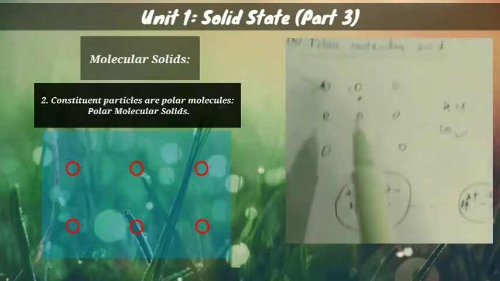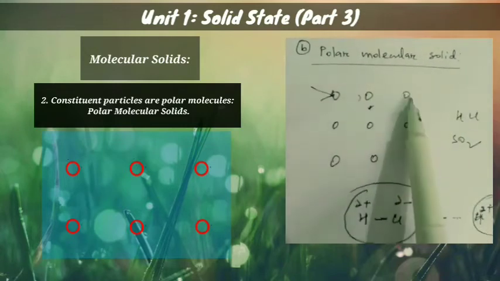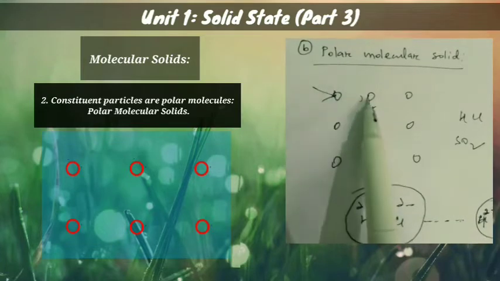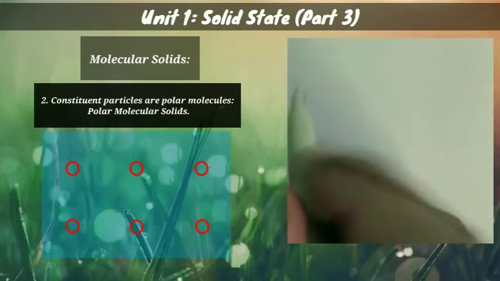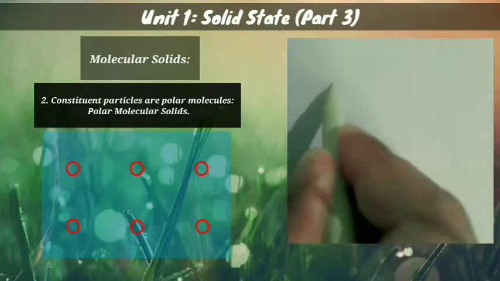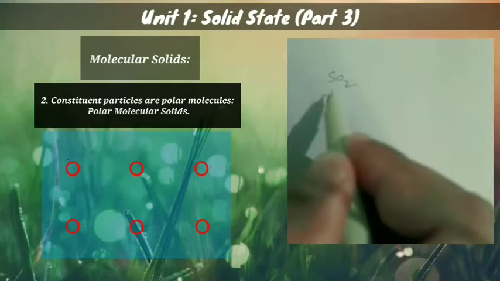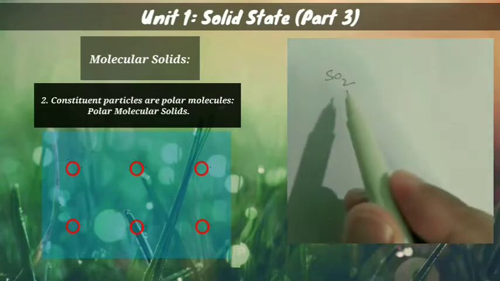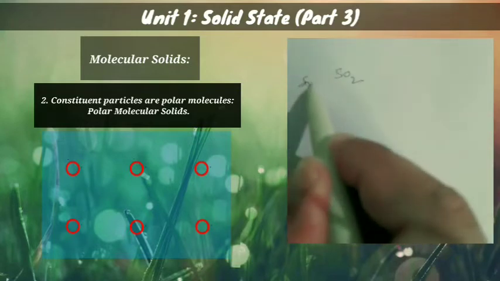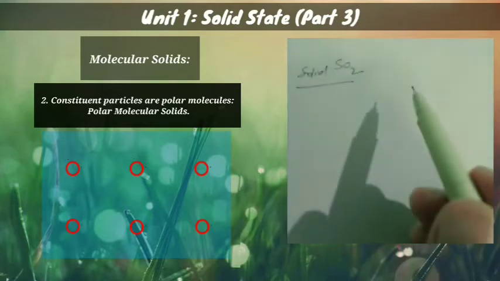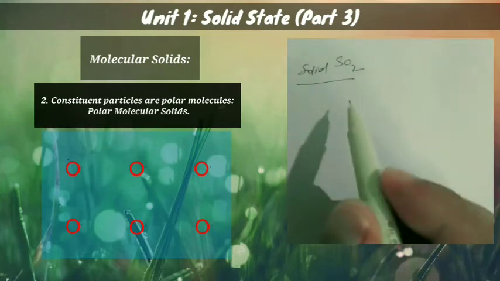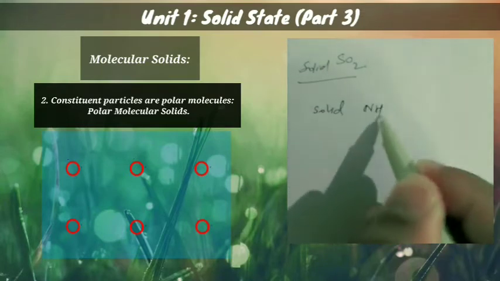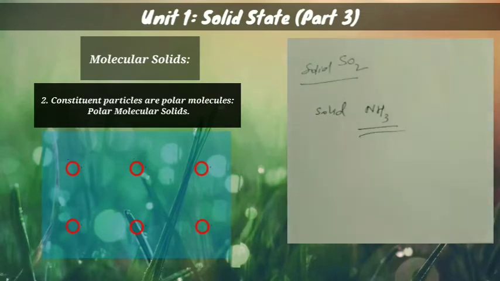That means in polar molecular solids, the intermolecular force of attraction is dipole interactions. Examples of polar molecular solids are solid sulfur dioxide, although at room temperature the stable form of sulfur dioxide is gas, and the second one is solid ammonia. These are two examples of polar molecular solids.